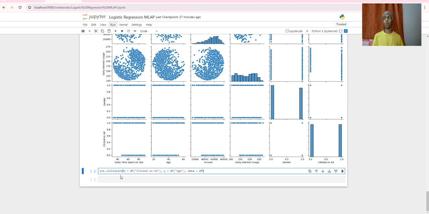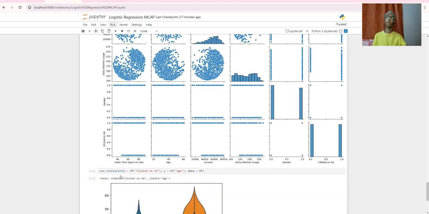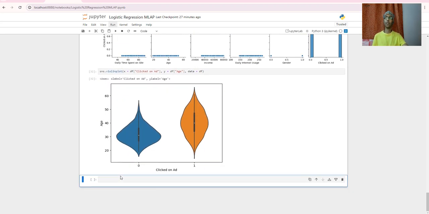Now we draw the violin plot. Shift enter. Here we have it, friends. So you can see those who have clicked on ad are majorly around 40, and those who have not clicked on ad are majorly around 30. This is what this violin plot shows.